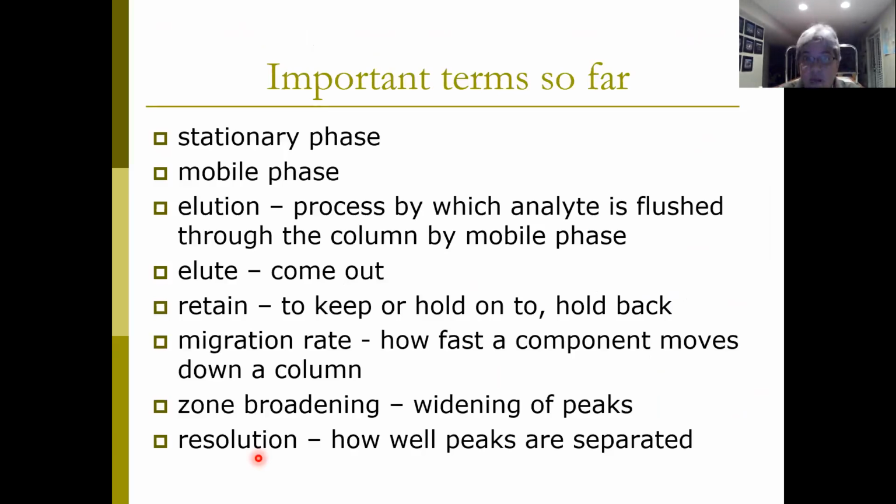We actually will stop here. But so far, I have talked about the stationary phase and the mobile phase, this process of elution, the process of flushing things through a column by adding mobile phase. Elute means to come out. Retain, to hold back. The migration rate, how fast something moves down a column. The zone broadening is how wide those peaks are. And the resolution, how well they are separated. For next time, we will pick up right here and start developing some of the equations for chromatography, and look at how we use those and what they mean.